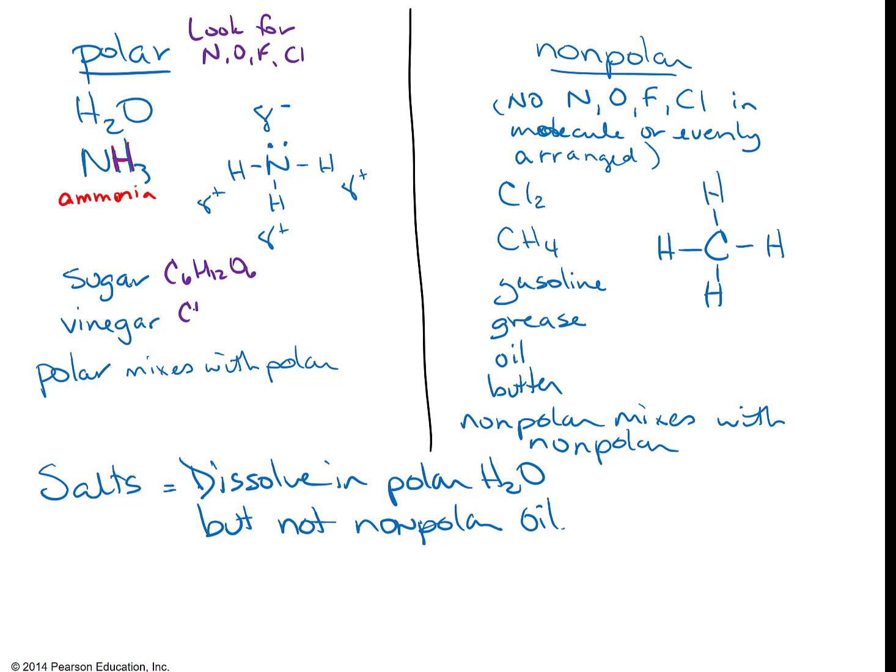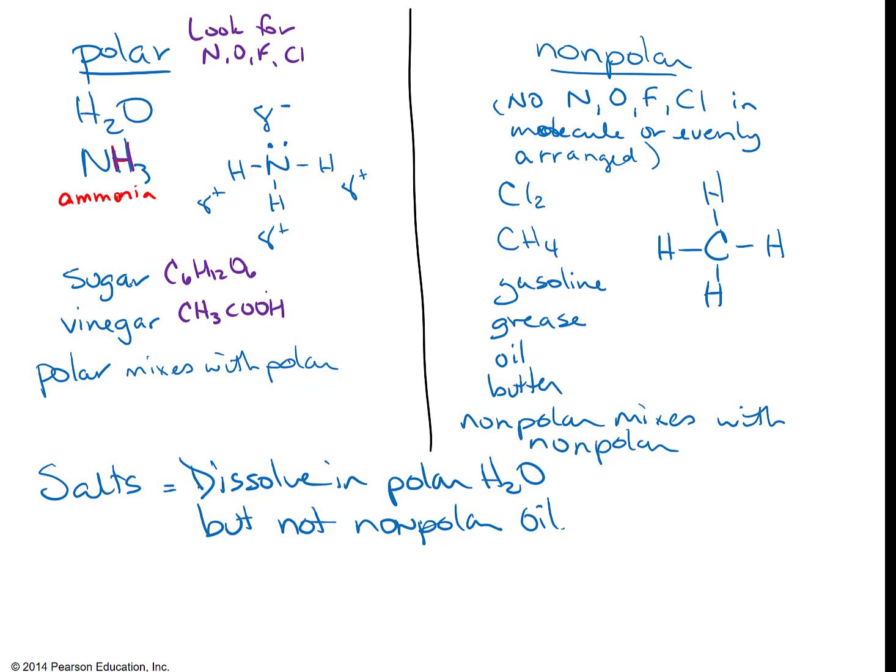Vinegar is CH3COOH. 2 oxygens on one side of the molecule creates a polar area. Nitrogen, oxygen, fluorine, and chlorine. So you can take vinegar and water, mix it together, and it mixes. You can take ammonia and water, mix them together, and they mix. You can mix ammonia and vinegar, it's just going to be super smelly. But you could take sugar and put it in water, stir it up, and it mixes.